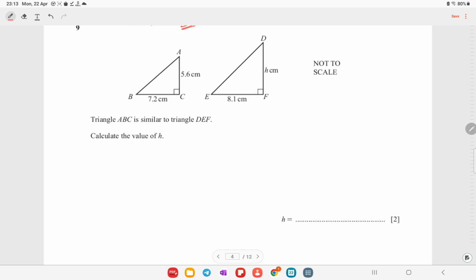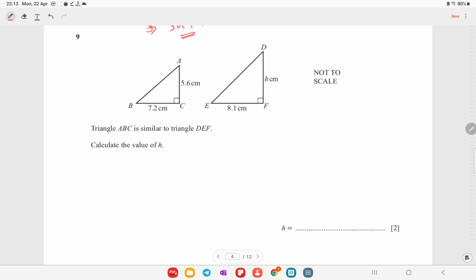Okay, now moving to the next question. These two triangles are similar. Calculate the value of h. You must know that in similar triangles, the ratio of their sides must be equal. So BC divided by EF, or EF divided by BC, should equal DF divided by AC. So this side divided by this. I'll do DF upon AC equals FE upon CB.